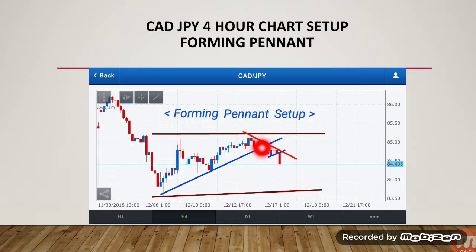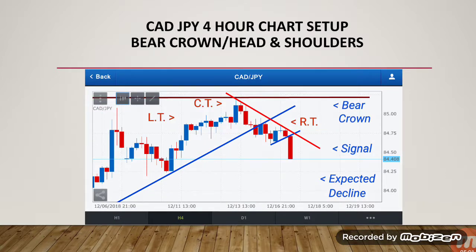So what was taking place was a break of this uptrend line and the start of a downtrend that was actually taking the form of a bear crown, otherwise known as a head and shoulders pattern. Here we can see this setup in more detail, where when it comes to the formation of a bear crown, typically what we see is that the market forms a left tip, which would be this area here, one of the last formations as part of the previous trend.